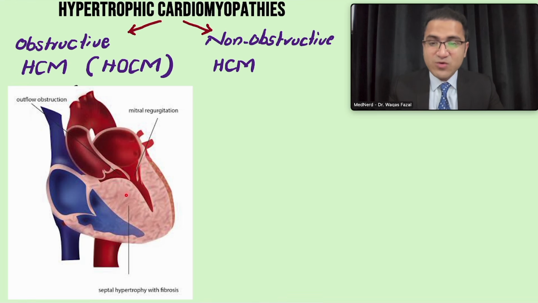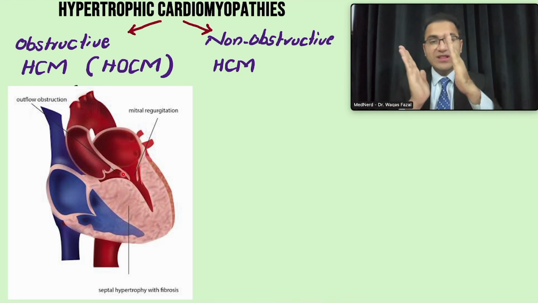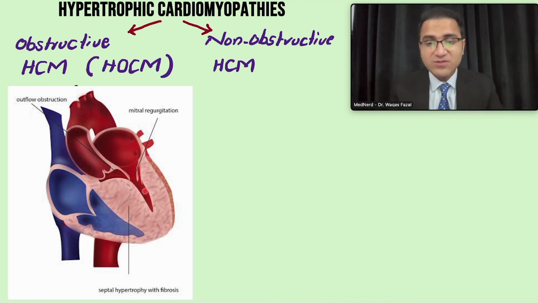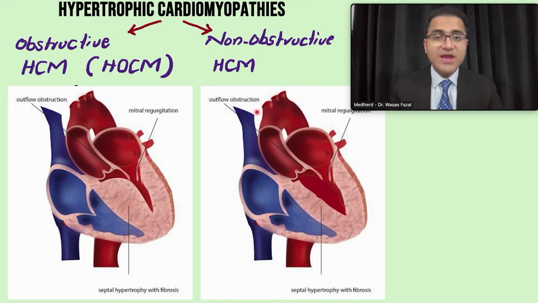Basically, this left ventricular septum and the mitral valve leaflets collapse with each other during systole, and when these two collapse with each other, they obstruct the blood flow from the left ventricle into the aorta. That is called obstructive hypertrophic cardiomyopathy. In non-obstructive hypertrophic cardiomyopathy, the left ventricular walls are thick, but the blood flow from the left ventricle into the aorta is not blocked, is not obstructed. Therefore, that is called non-obstructive hypertrophic cardiomyopathy. Remember, hypertrophic obstructive cardiomyopathy is much more common than non-obstructive cardiomyopathy.